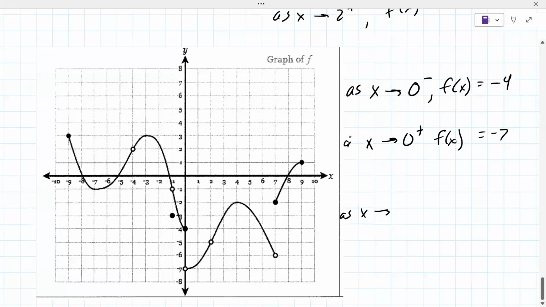How about as x approaches 7 from the left? As x approaches 7 from the right? This is kind of weird now. Are we gonna use the little line in this part? So from the left, first you figure out where 7 is. I'm just going to show it here in red. There's 7, from the left, from the right.